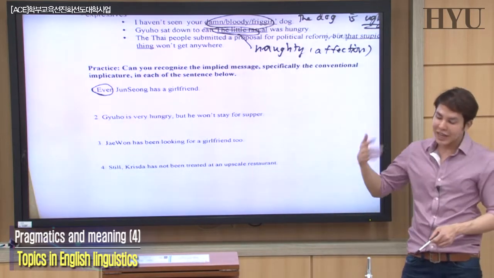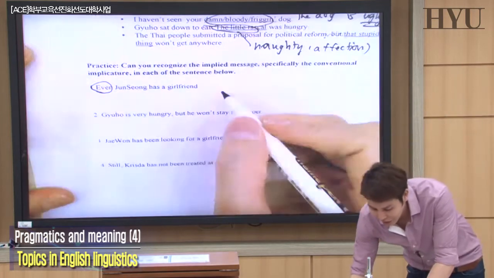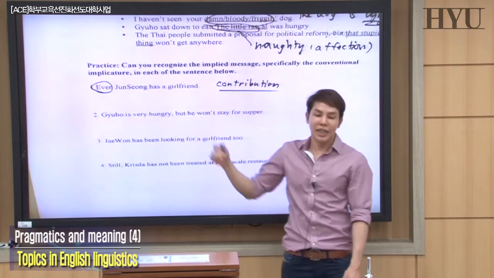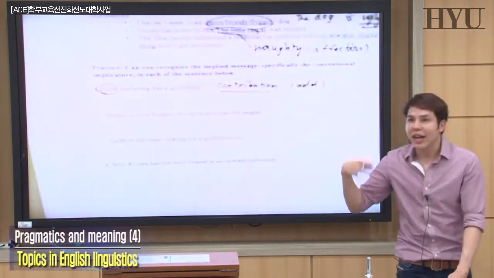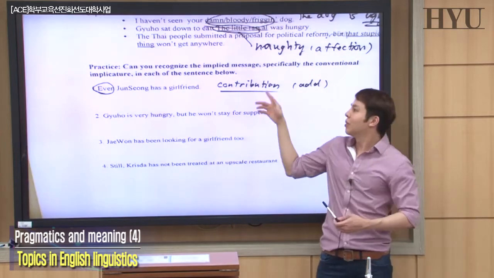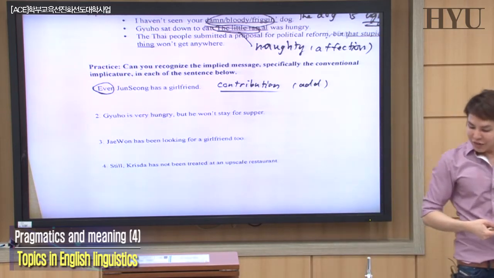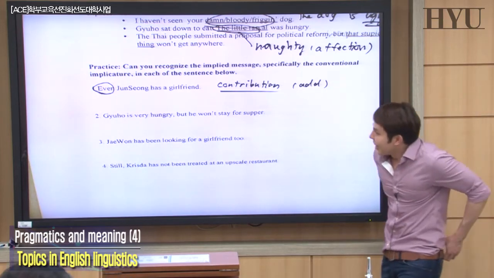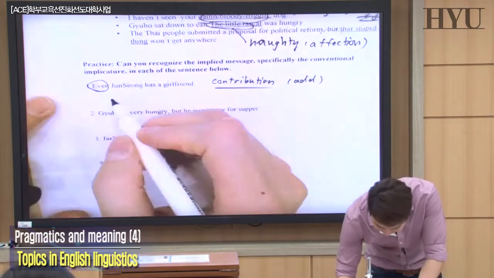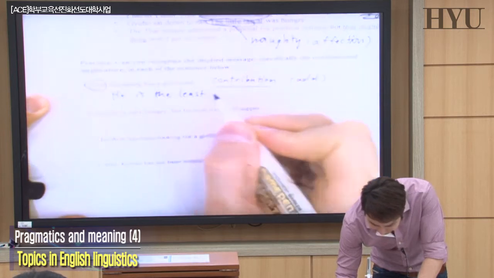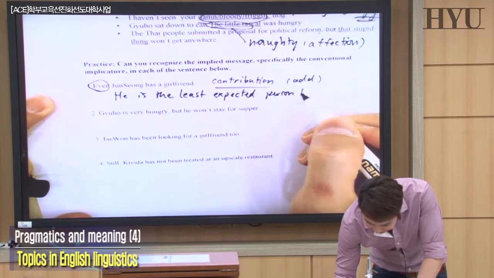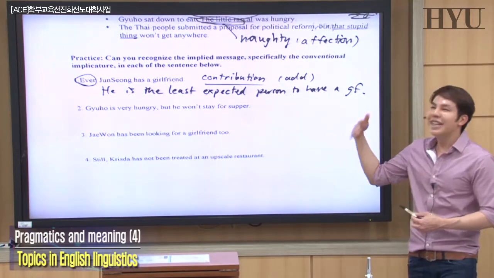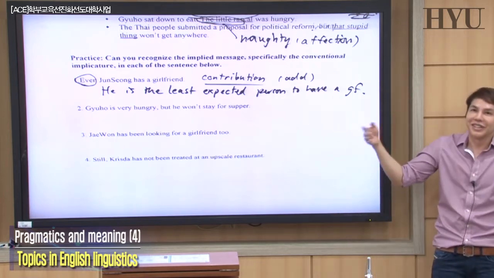But what does even contribute to the sentence? What kind of contribution does even add? It adds some implied message, right? So what contribution does even add? When we say even Jun-sung has a girlfriend, even means he is the least expected person to have a girlfriend. He's the least expected, and there are other people that deserve to have a girlfriend.